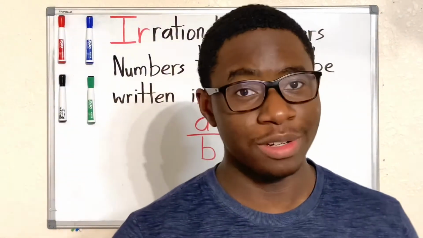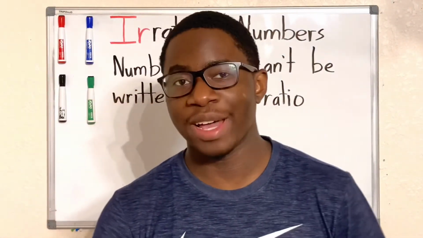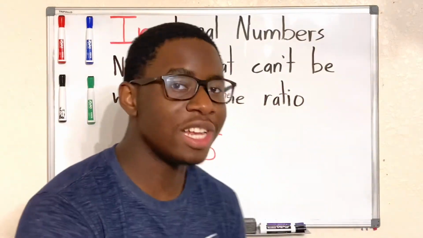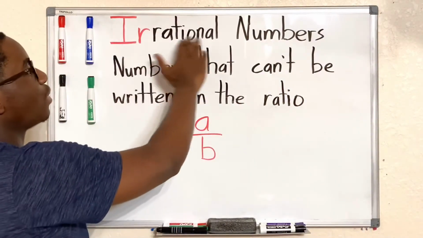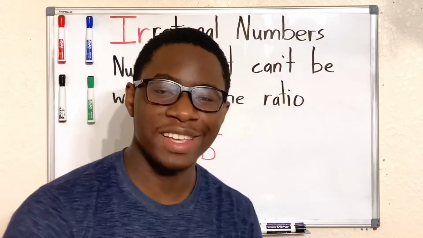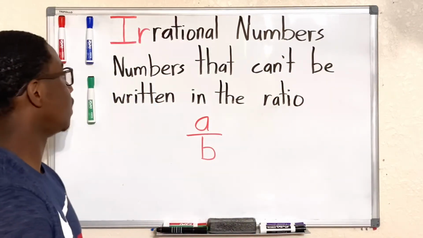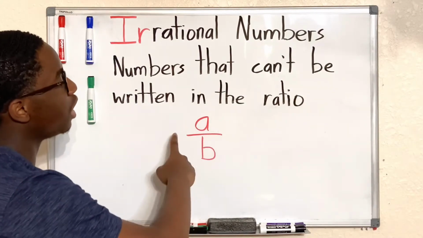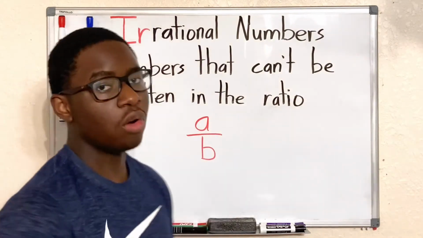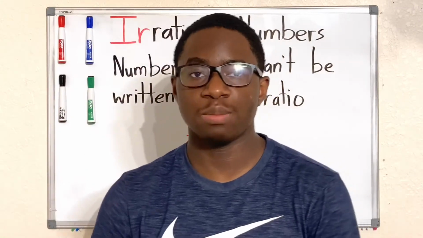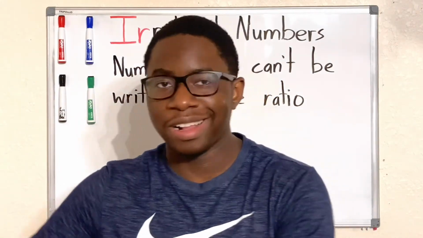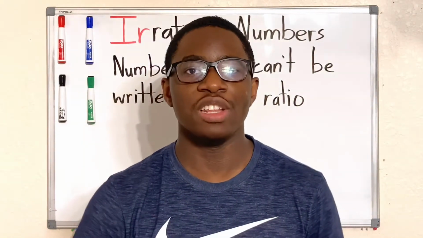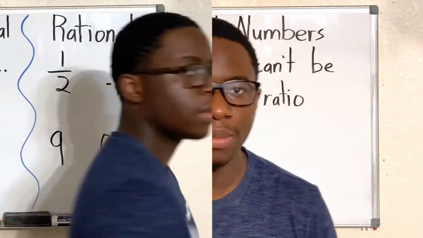But wait, there's more. So the mathematicians of the past apparently weren't satisfied with rational numbers, so they decided to add irrational numbers. I know, right? Sorry, I can't do anything about that. However, I do know that irrational numbers are basically numbers that can't be written in the ratio A over B. So numbers such as pi, 3.14, the square root of 2, the square root of 3, they can't be written in the form A over B.